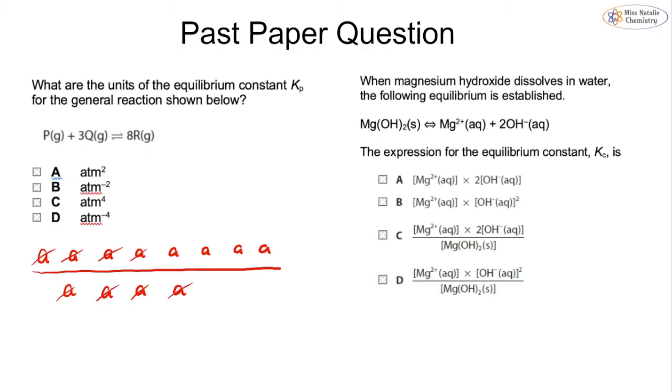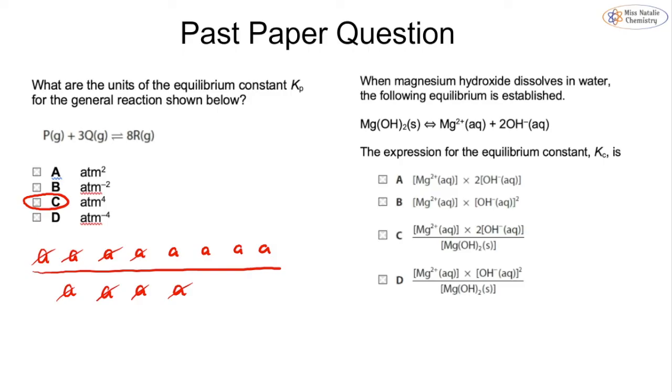So that is then going to give me the atmospheres at the top, and there are 4 of them, so the answer must be C, atmospheres to the power of 4. Remember, if it was atmospheres to the negative 4, the 4 that are left over would have to be at the bottom, so it would be 1 over atmospheres times atmospheres times atmospheres times atmospheres.